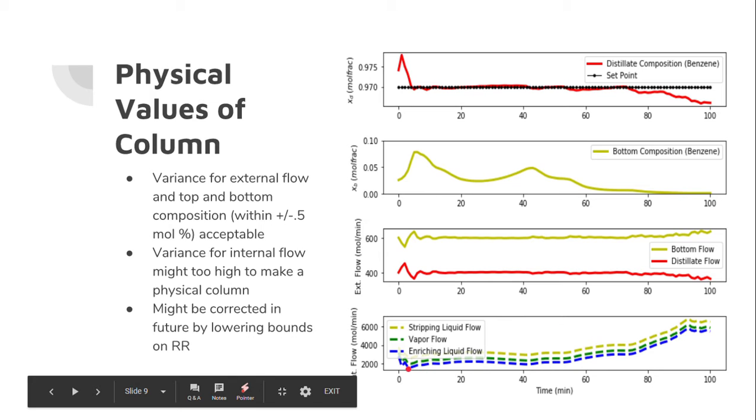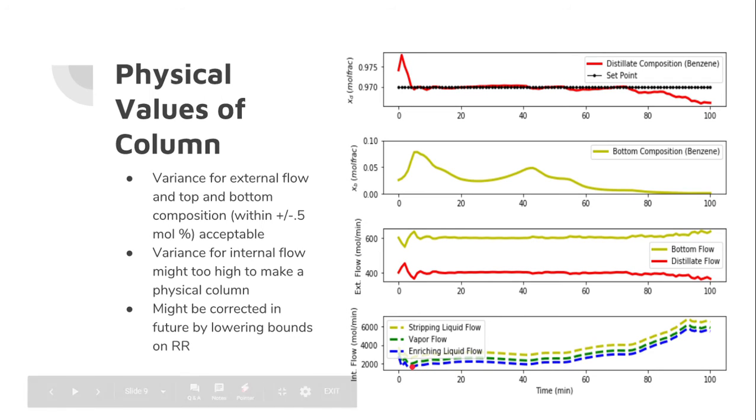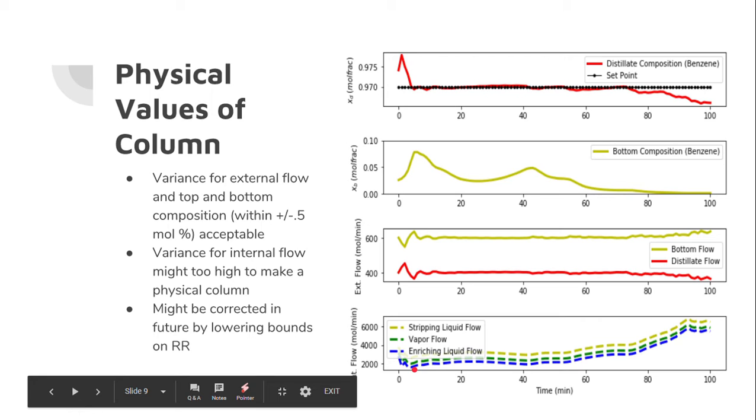For example, the enriching liquid flow on the top half of the column runs from about 2,000 moles per minute all the way up to 5,500 moles per minute, which would be very difficult to design a column that's able to handle that type of internal flow variance.